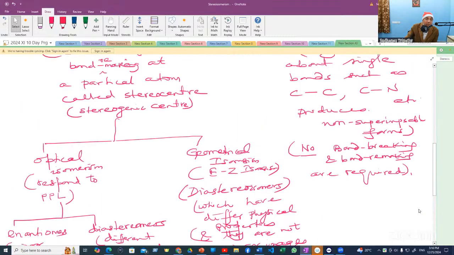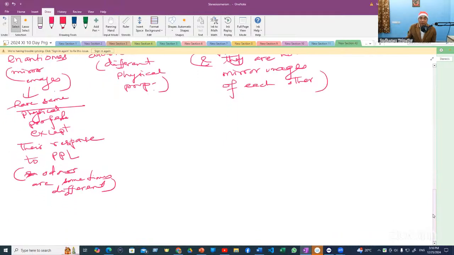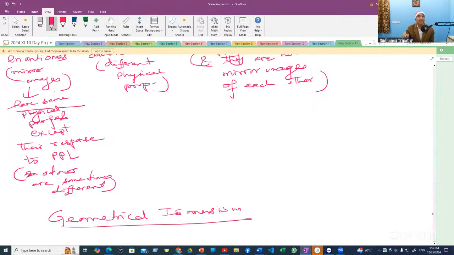First, I will begin with geometrical isomerism, to give you an example, which Samitha, you were talking about yesterday. I have already told you, you already know. So an example of geometrical isomerism: they do not show any optical activity. They do not respond to PPL.